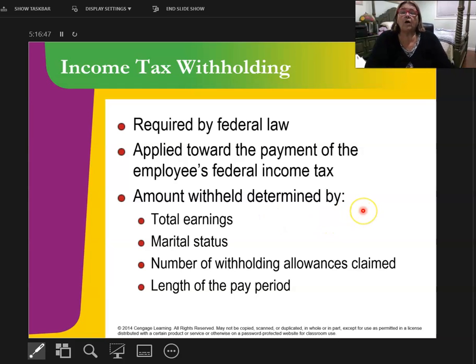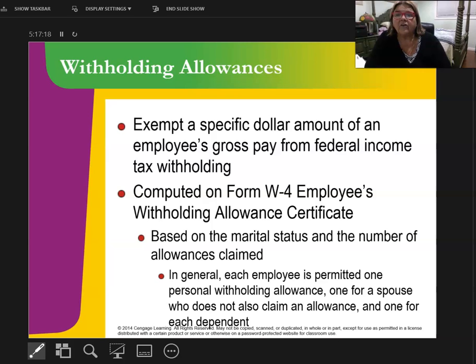So federal law requires that we actually withhold federal income tax. And this is the tax that you possibly could get a refund on at the end of the year when you file your taxes. And in order to calculate that, I need to know the total earnings, I need to know the marital status, I need to know how many withholding allowances are claimed, and how often I am paid. So I need to know these 4 things in order to calculate federal income tax.